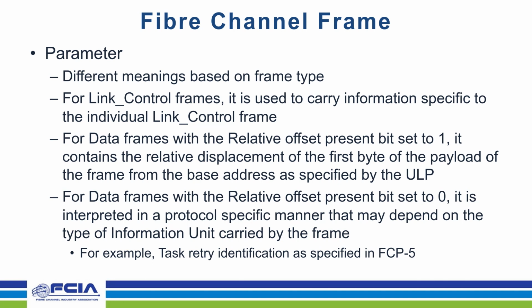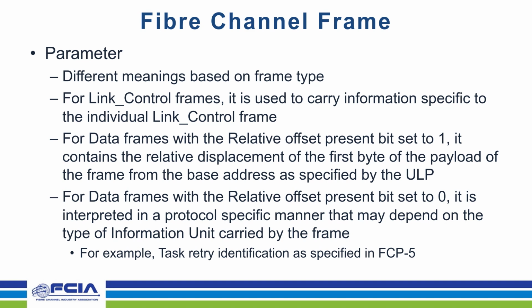And this is the last field in our frame header, and that's the parameter field, and it has different meanings based on the frame type. And for link control frames, it's used to carry information specific for the individual link control frame. And for data frames with the relative offset bit present, set to 1, it indicates the relative displacement of the first byte of the payload of the frame from the base address as specified by the UOP.